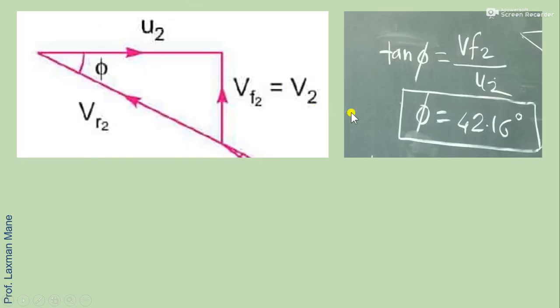Then at outlet velocity triangle, because of axial discharge, it is a right angle triangle. So in that case, as Vw2 becomes 0, Vf2 and V2 are identical. So that's why formula for tan phi is equal to Vf2 upon U2. So Vf2 and U2 are known, so we can get value of phi, that is vane angle at outlet, runner vane angle at outlet.